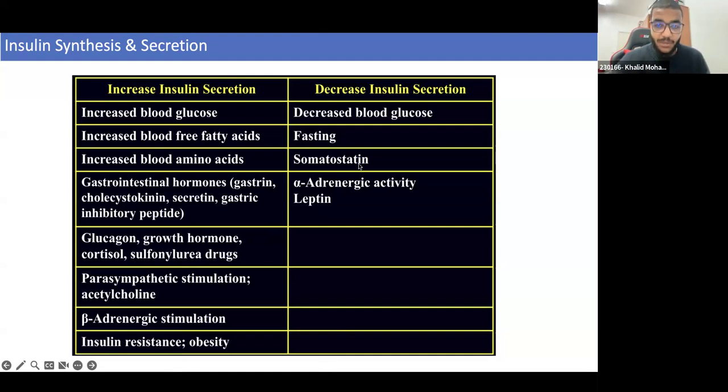Now, what inhibits insulin from being secreted is obviously the opposite of all of those. Decreased blood glucose, fasting, because in fasting you won't have free fatty acids and you won't have amino acids in the blood. Somatostatin, this thing just inhibits everything, if you remember from GI as well. It inhibits stuff in the pituitary, it inhibits stuff over here as well. And finally, alpha adrenergic activity. Beta adrenergic receptors increase the insulin secretion. Alpha adrenergic will decrease it.